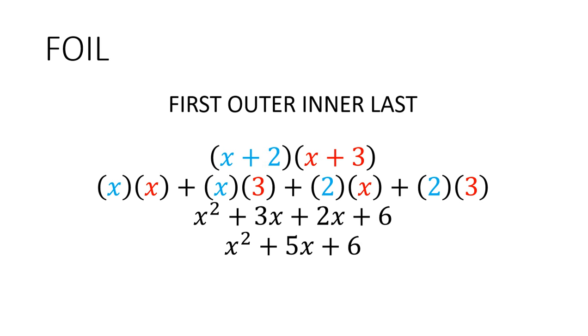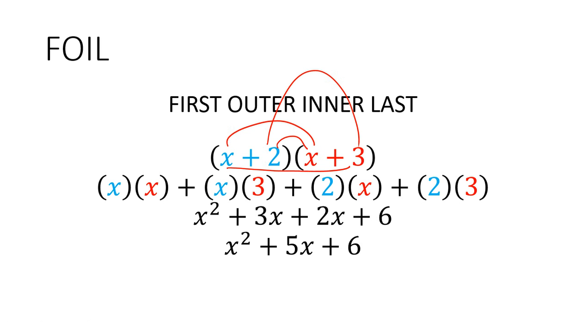So first off is our FOIL. What FOIL stands for is first, outer, inner, last, and that's what you're multiplying. When you're multiplying, you multiply the first terms of each, and then you multiply the outside terms of each. Then you multiply the inside terms of each, and then you multiply the last terms of each. That's what FOIL stands for: first, outer, inner, last. You multiply them all together, and then you add them.